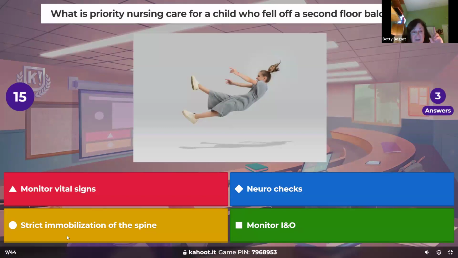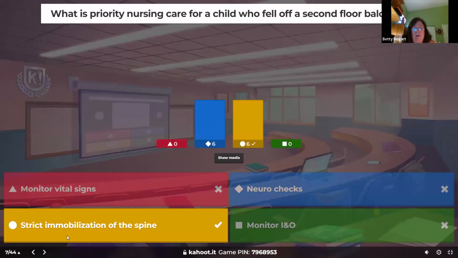What is a priority nursing care for a child who fell off a second floor balcony? Now, I've actually had two young kids go out on the balcony, second floor, get up on a chair, and go over the edge. When you're talking about a fall and a possible fracture in the neck or spine, the only thing is immobilization. That's your biggest thing because you're going to have paralysis without it. Now, are you going to be doing neuro checks? Absolutely. But the big thing, keep it immobilized.